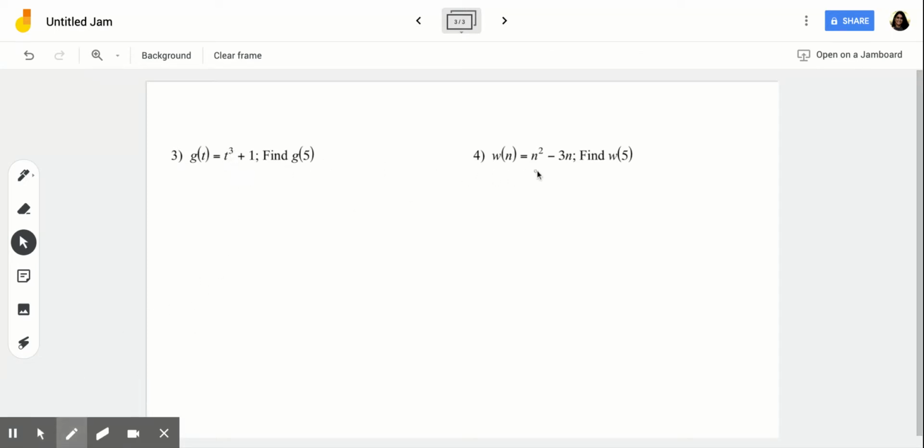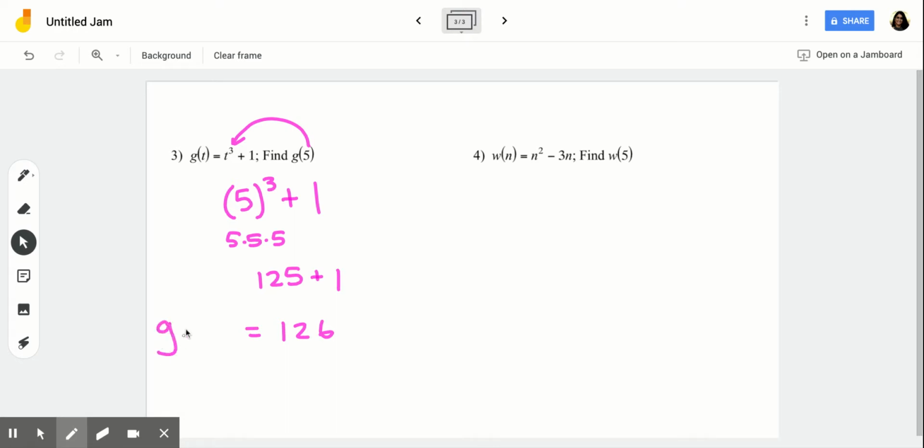So this time it looks a little bit more complicated, and the end problems kind of are like that, and you can always use a calculator. So this time we need to cube the 5 and add 1. What does cubing mean? It means to multiply it by itself 3 times. 5 times 5 times 5. 5 times 5 is 25 times another 5 is 125 plus 1. So 125 plus 1 is 126.